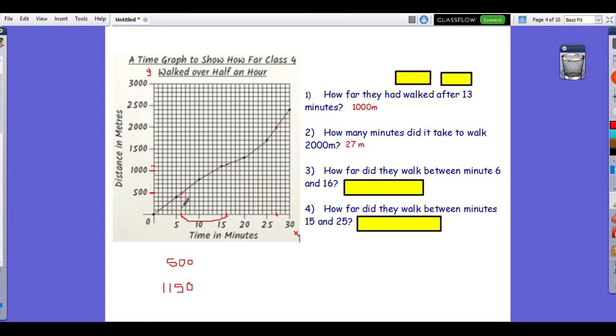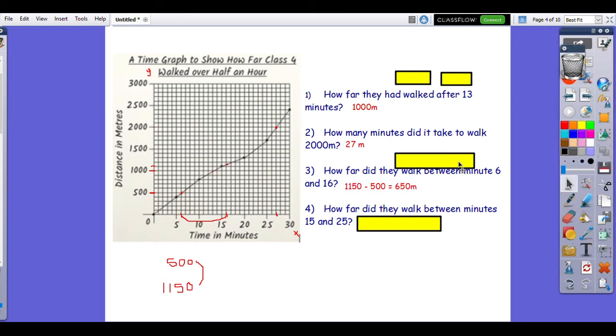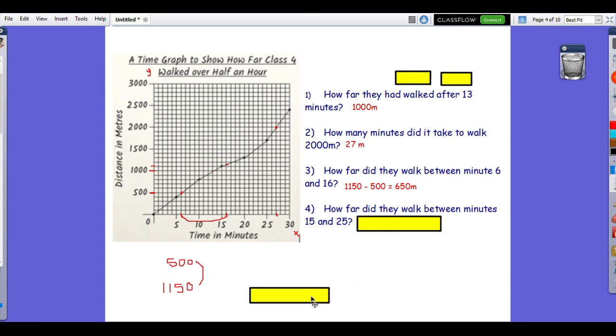So if I want to know the gap between 1,150 and 500, I need to take 500 away from 1,150, which will give me this distance here, and that answer is 650 metres. Now that was a tricky one. If you've got an answer that was close to 650 metres, I'll let you have the point for that one because it was hard to see perfectly on this graph.